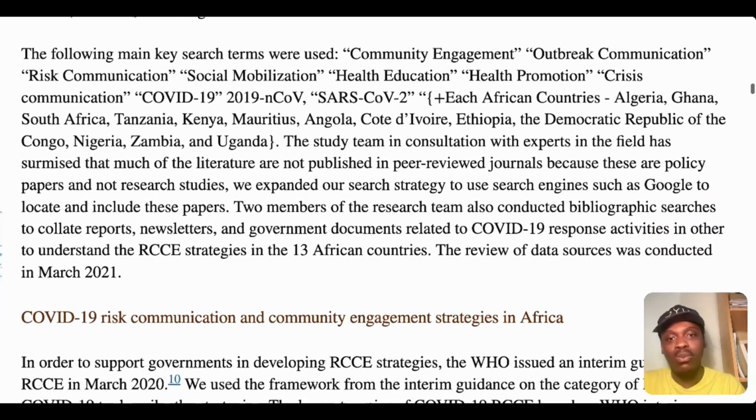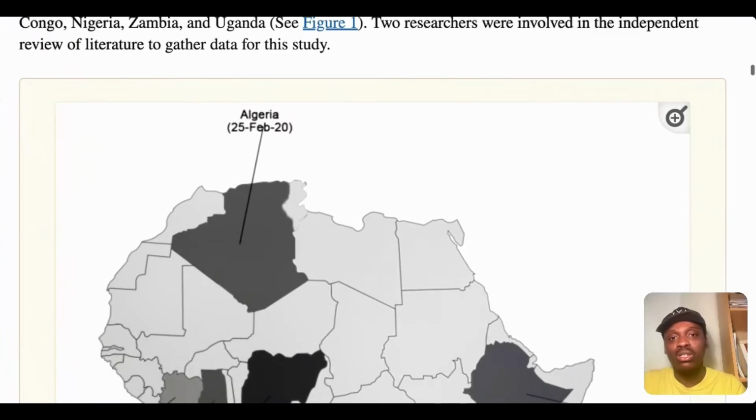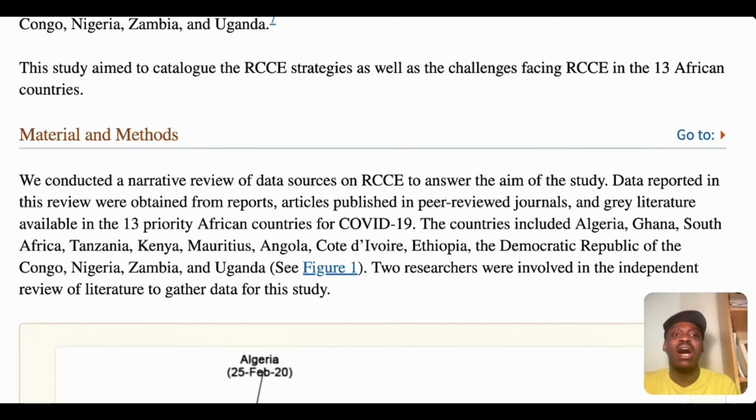So this is not reproducible. And if you compare this method section exactly with what you are going to have in a systematic review, you see that a systematic review is more detailed than this, because the aim of a systematic review is to be reproducible. But the aim of a narrative review is to provide education on the topic that you're writing on.